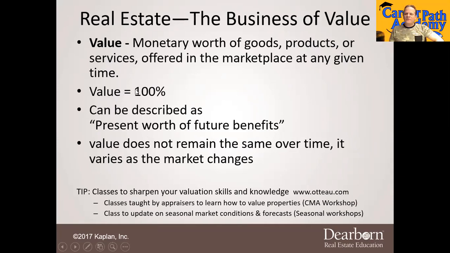Now, value could have a lot of definitions to it when you attach words to it. It could be described as the present worth of future benefits. Okay, I can see that. Present worth of future benefits. How much are you willing to pay today for the benefits you'll get out of it tomorrow? Maybe a higher selling price, maybe the rents that you collect on it over time, right? So value doesn't remain constant over time. It varies as the markets fluctuate.